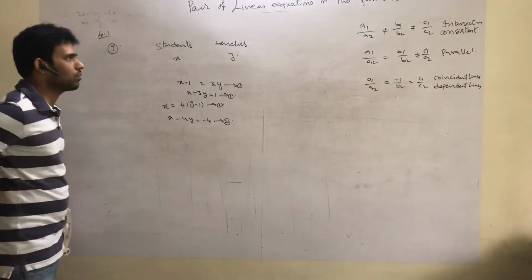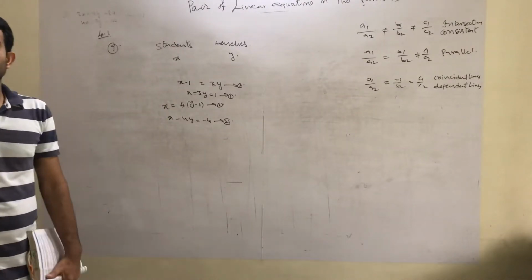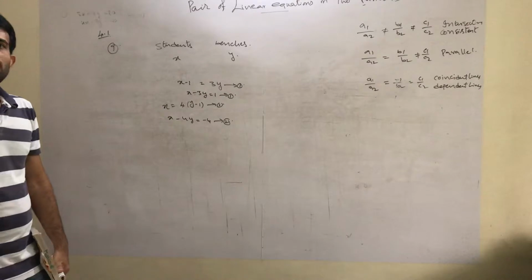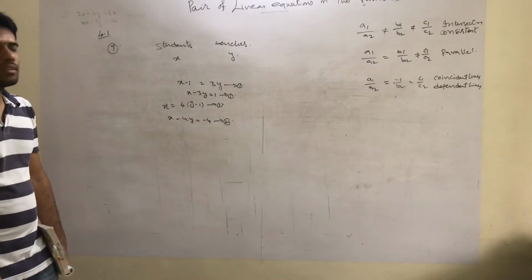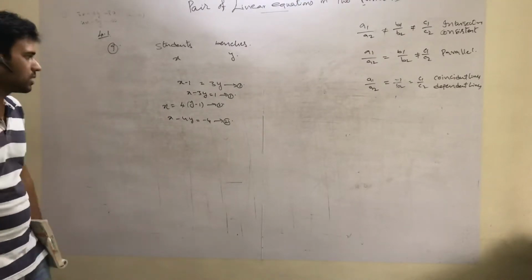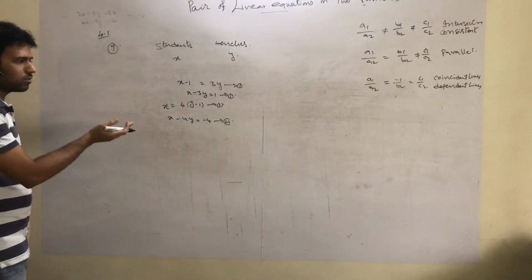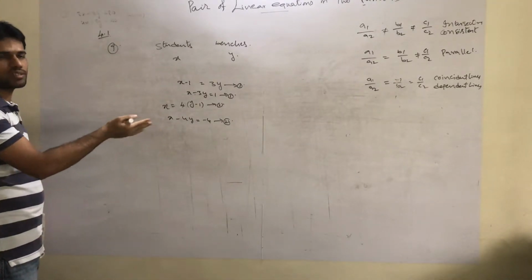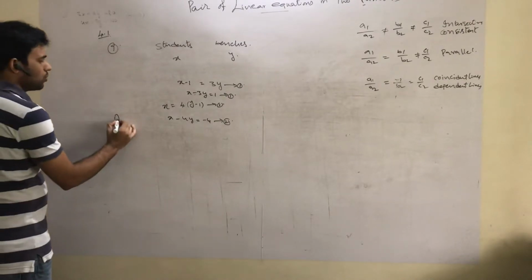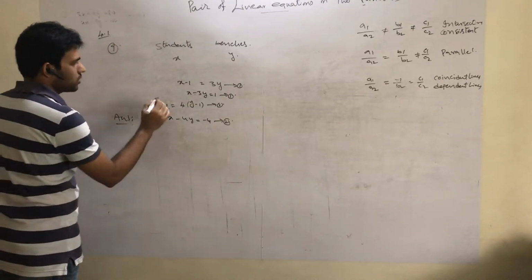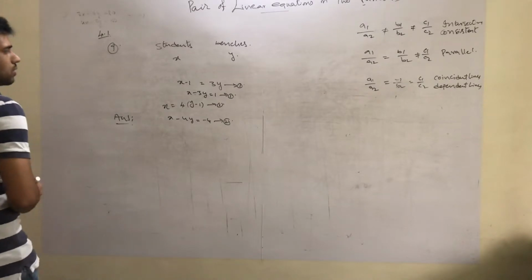If you resolve these two equations by graphical method, you can find an intersecting point which is x and y, that is the number of students and benches. Okay? So if you find the ratios a1 by a2, b1 by b2, straight away they are not equal, so they are intersecting lines. Okay? So to give you an answer, I will quickly solve this.